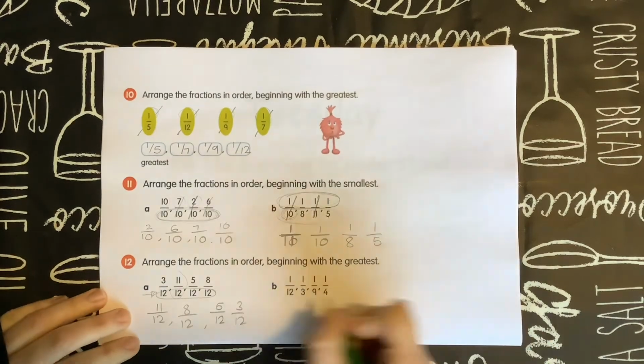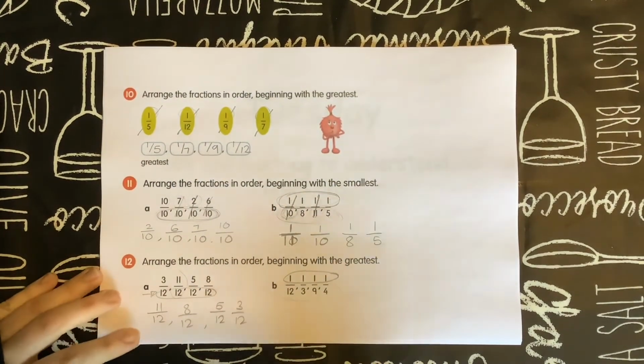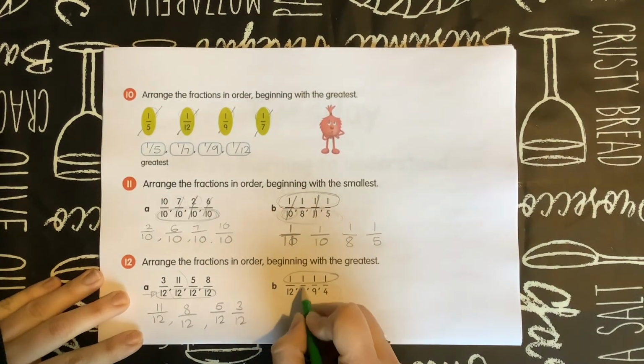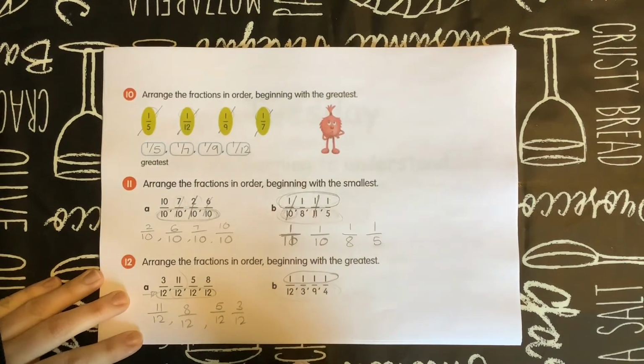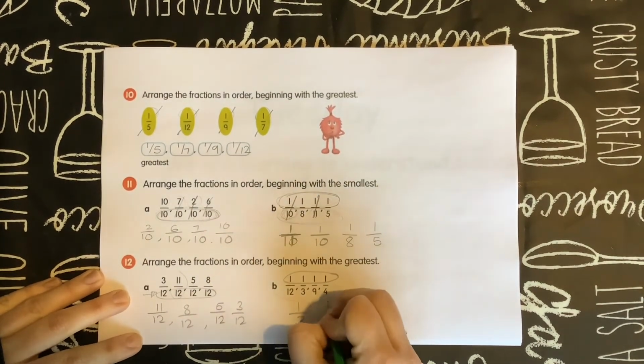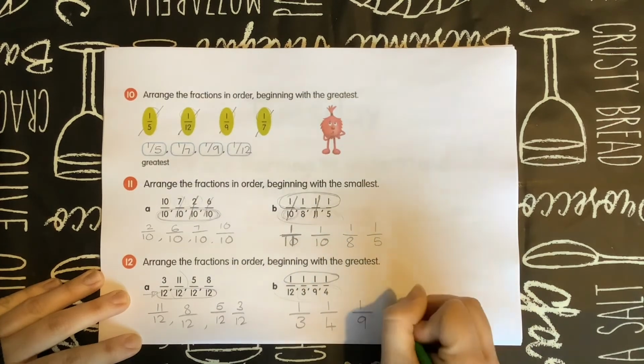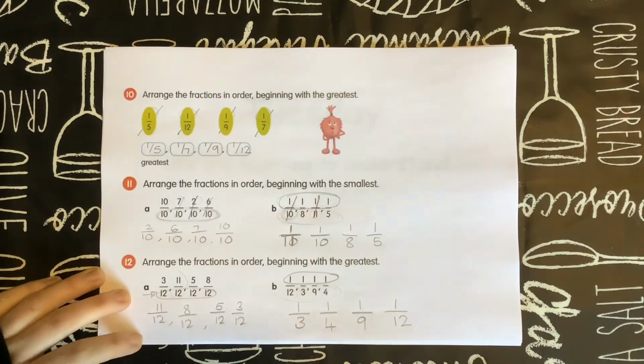Then this time our cakes have all been cut differently, but we've only got one piece each. So which one would we rather have? One piece of a cake that's been cut into 3, or one piece of a cake that's been cut into 12? Well, one piece of cake cut into 3 is the biggest, then one piece of cake cut into 4, then one that has been cut into 9, and then one that has been cut into 12.